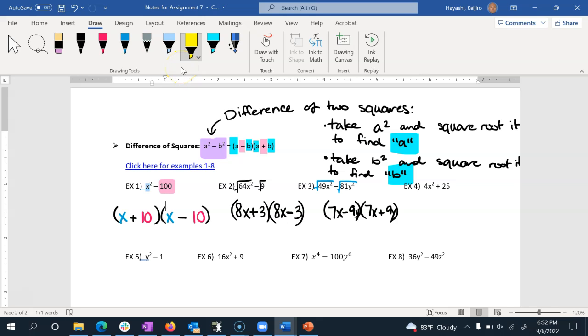Is example 4 a difference of two squares? Yes. Is it? No. Oh, no, why not? Because there's an addition sign and not subtraction. Not a difference of two squares. So when it's not a difference, we don't do anything? There's nothing you can do for a sum of two squares.